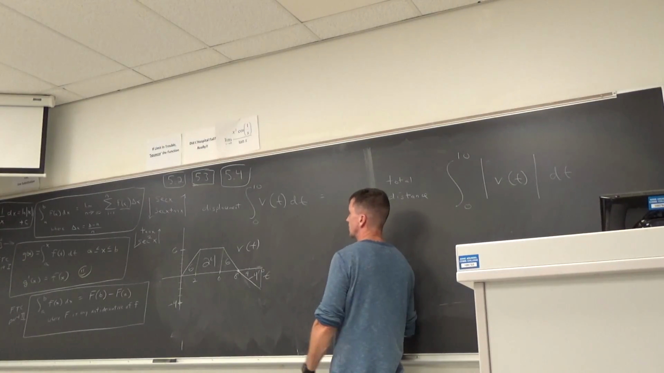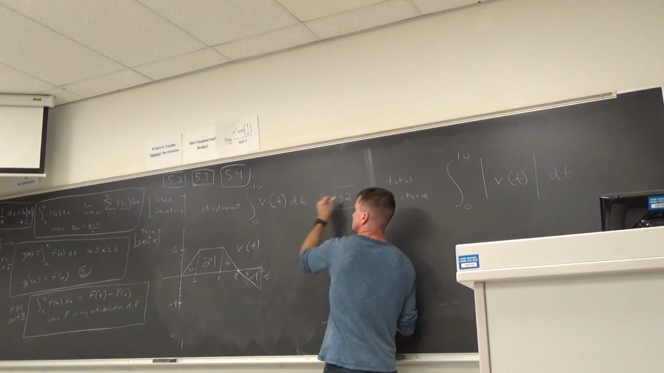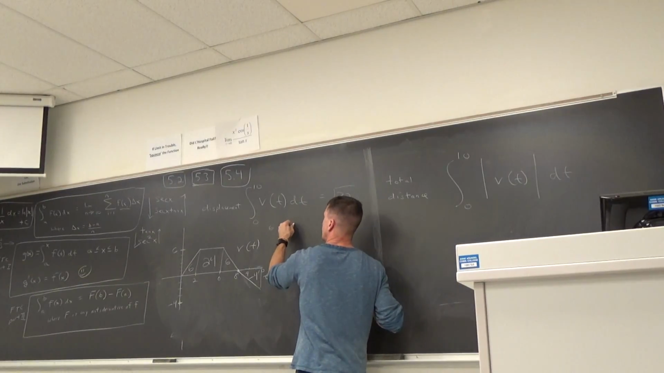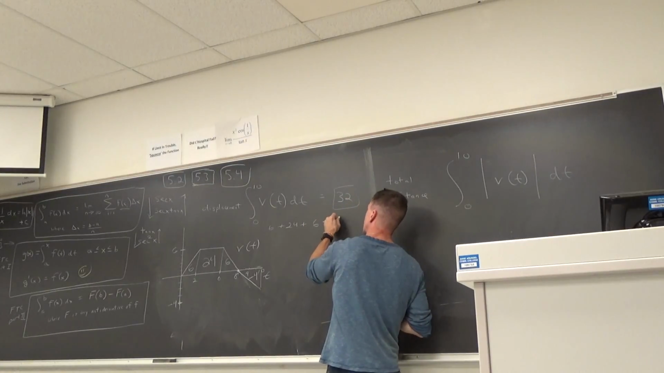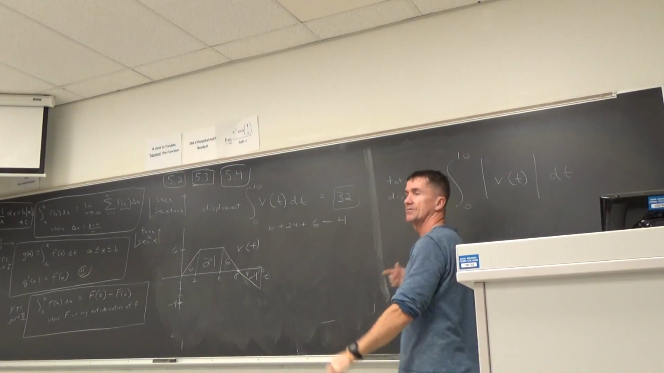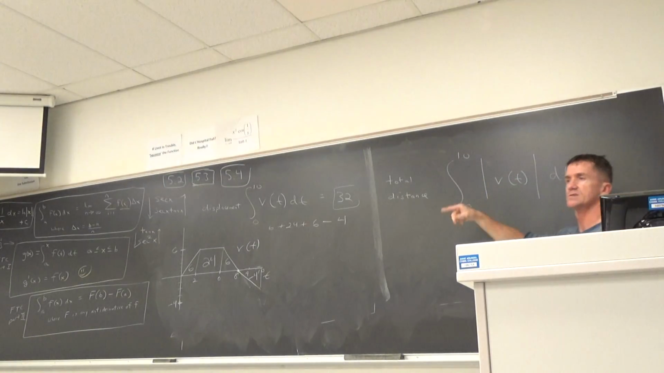Yep. So when I'm getting 32, I want to make sure everyone sees why, because it was the 6 plus the 24 plus the 6, and then we had to subtract out the what? Negative 4. And for the last problem today, everyone, I want us to find the total distance.